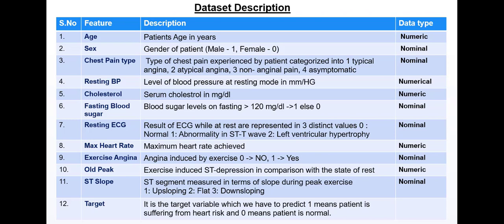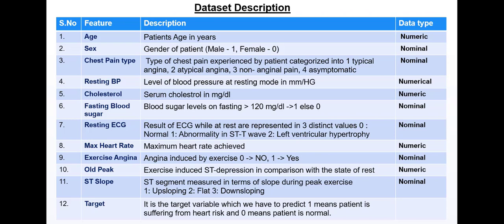As you can see, typical angina. What is typical angina? Basically, angina is a type of chest pain. It is caused by reduced blood flow to the heart. This is known as anginal pain, and it is also known as typical anginal pain. And how will you observe that this is a typical anginal pain? It feels like tightness or heaviness in the central chest part. This is the common symptom for typical anginal pain.